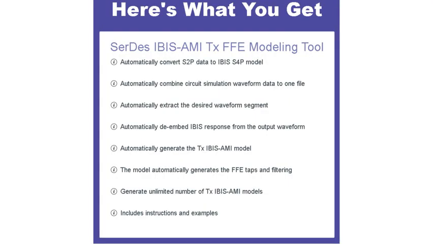As I said, it automatically does the conversion from S2P to S4P data. It automatically combines circuit waveform data into one file. It automatically extracts the desired waveform segment. It automatically de-embeds the IBIS response from the output waveform. It automatically generates the transmit IBIS-AMI model. The model automatically generates the transmit FFE taps and filtering whenever it's run with the channel simulator at the channel simulator specific bit rate and samples per bit. You can generate any unlimited number of transmit IBIS-AMI models.